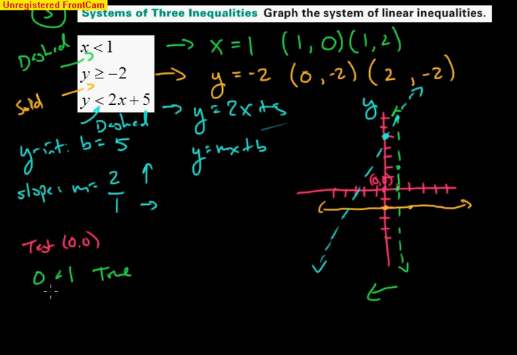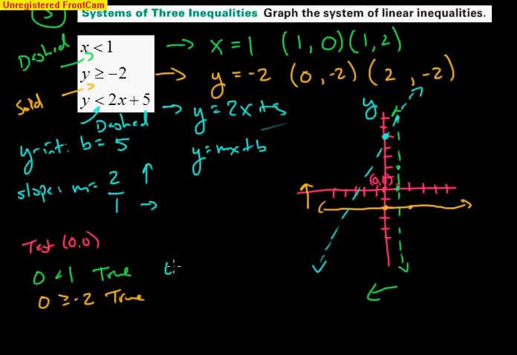Okay, next, the orange one. Again, plug in 0 for y. 0 is greater than or equal to -2. That is true. So for the orange one, I'm shading up towards 0, 0. So right now, I am here in this top left space, to the left of the green and up from the orange.